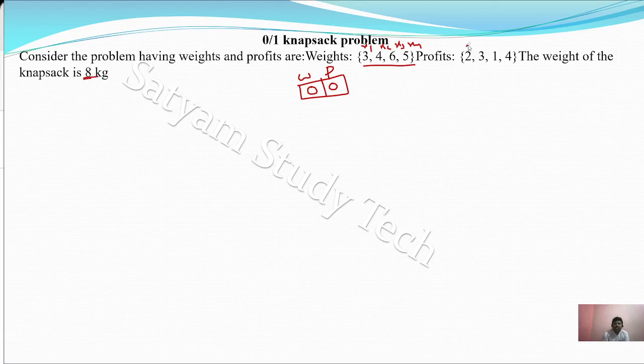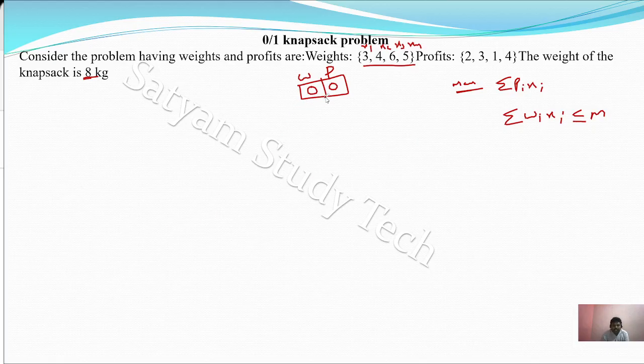What is the constraint? It is an optimization problem. The objective is to maximize the sum of pi into xi. The constraint is the sum of wi into xi, which must be less than or equal to m, where m is 8 in this case. So this is the constraint and condition.